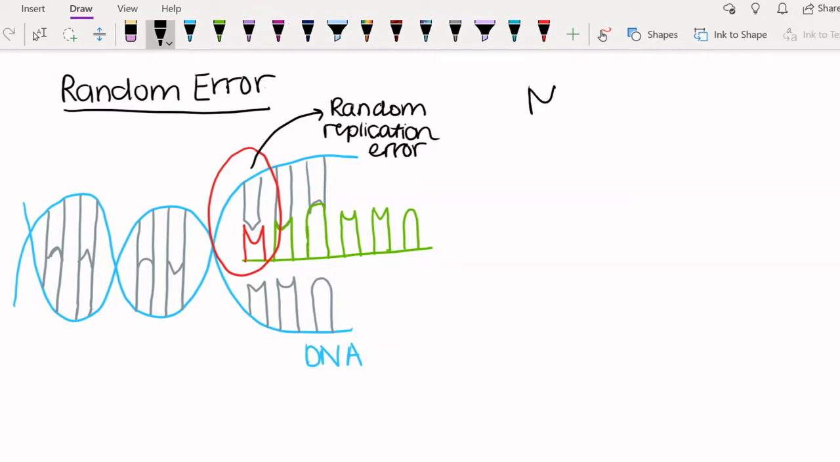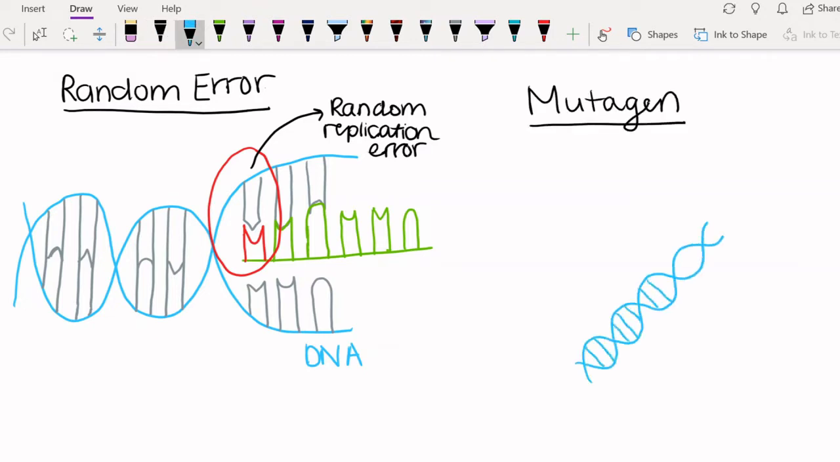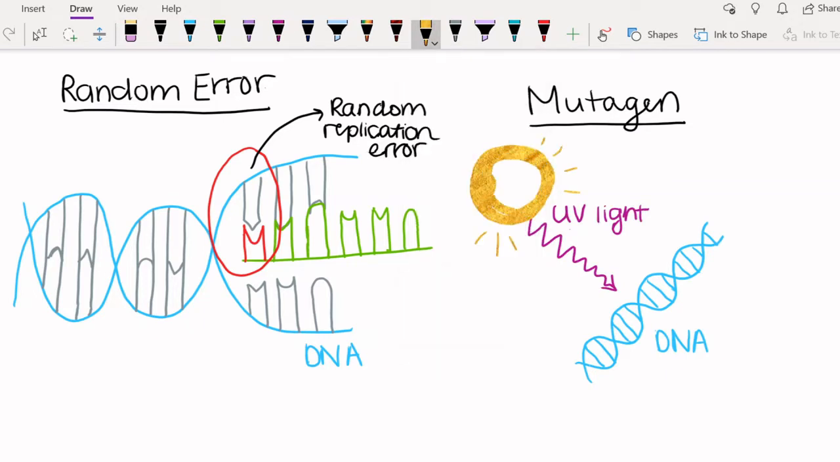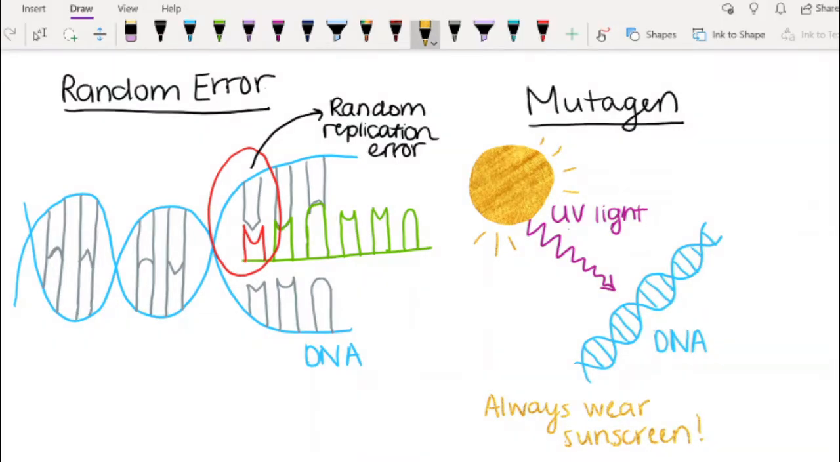Mutations can also be caused by substances that harm DNA, called mutagens, such as radiation and certain chemicals. For example, UV light and sunlight can damage DNA and lead to tumors and skin cancer. Be sure to wear sunscreen to limit your exposure to UV light and protect yourself.